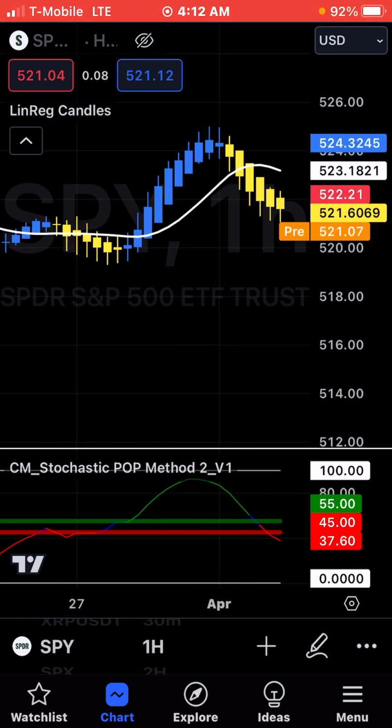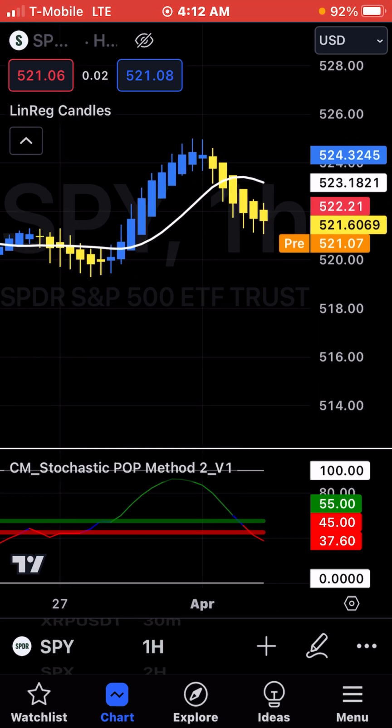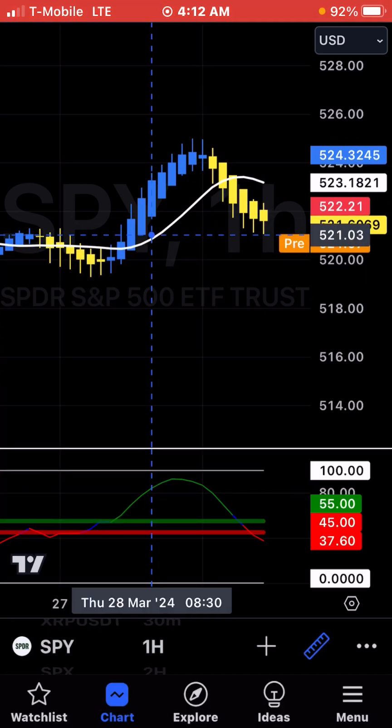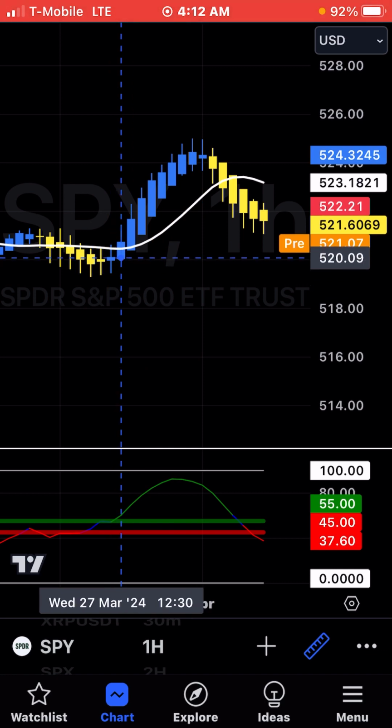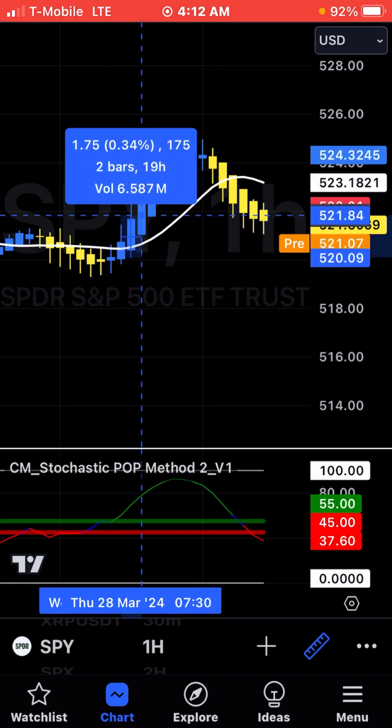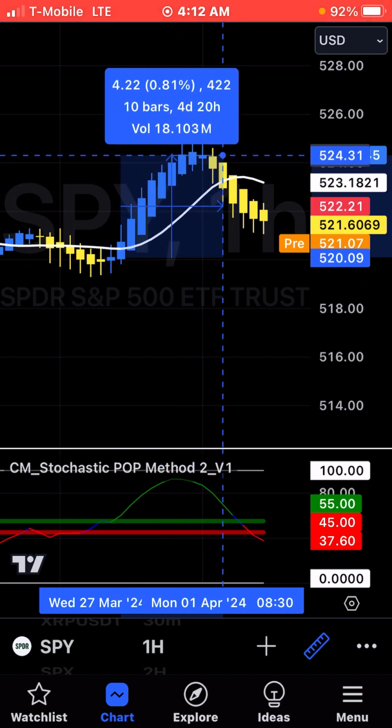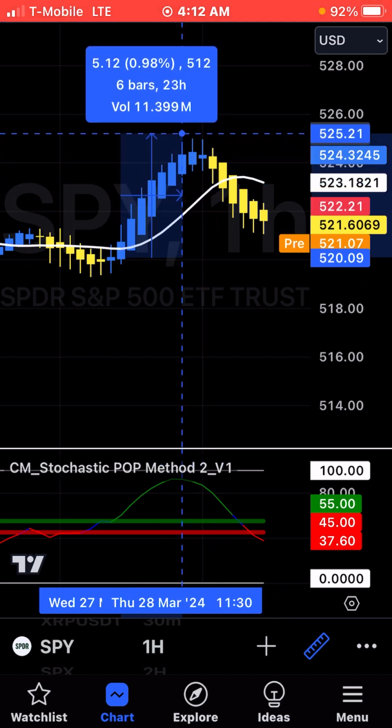So let's just see if this works pretty well with SPY, and we'll look at a couple of stocks here. So right now on the hour, we see that it's crossing up right here. So you would enter right here. You would wait until it touches the linear line, or you can get out earlier if you want.